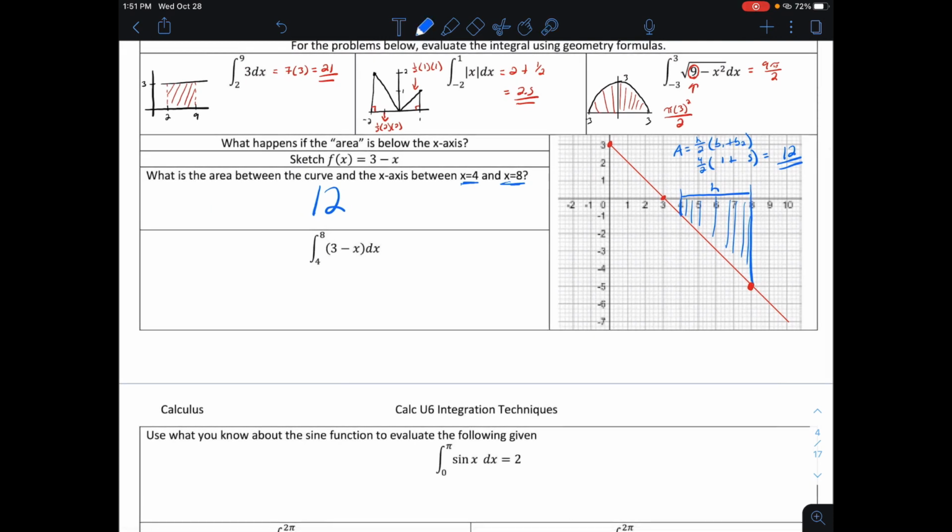Now, the value of the definite integral here is actually not 12, it's -12. And the reason why it's negative is because that region lies below the x-axis. So what we're going to do is improve our definition of a definite integral and say the definite integral from a to b is going to equal the signed area between the curve and the x-axis.